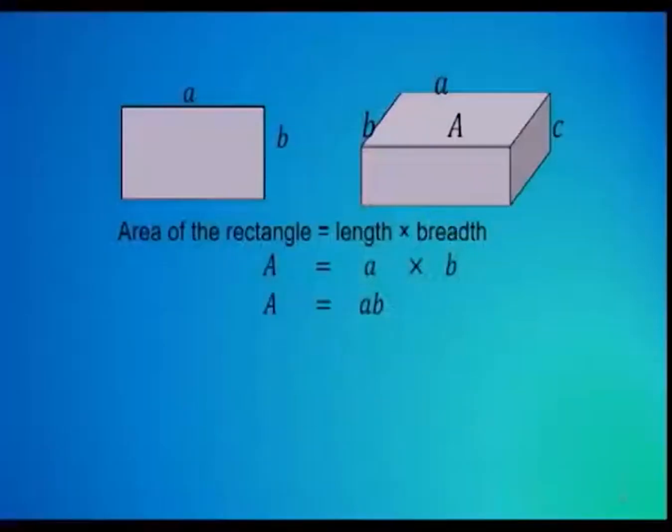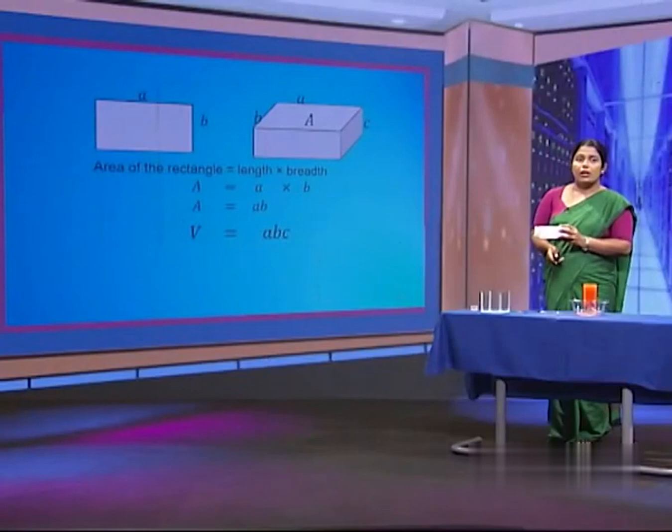Now, let's represent this data in a diagram. The length of the cuboid is A, the breadth of the cuboid is B, and height of the cuboid is C. Then you have ABC. Now you can find out the volume of this cuboid. V equals ABC.